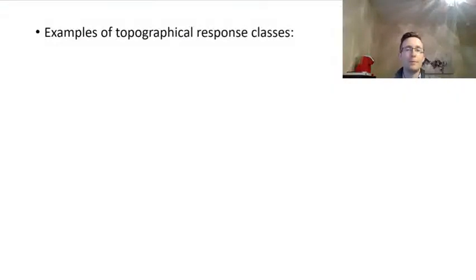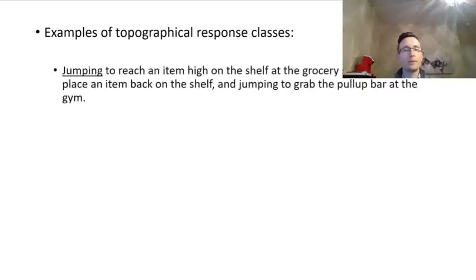Alright, I'll give you some examples here of topographical response classes. Jumping to reach an item high on the shelf at the grocery store. Jumping to place an item back on the shelf. Or jumping to grab the pull-up bar at the gym. Now, there's a different consequence produced by each of these instances of jumping. So, they have different effects. Okay, so they're members of different functional response classes, but they're the same topographical response class because they all look the same. They take the same form, jumping.